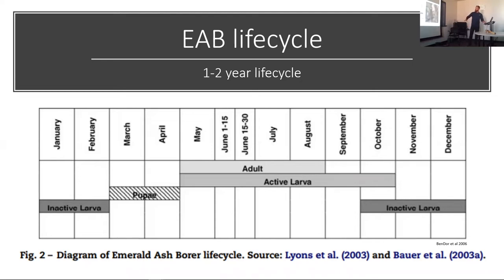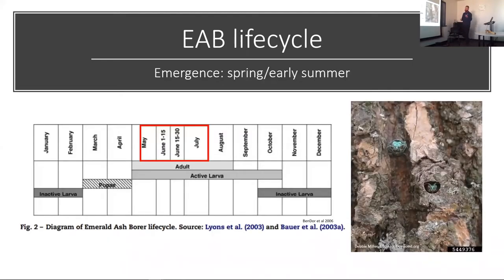But this is what you're looking at. Intuitively, for me, it's easier to think about when emergence occurs. Emergence in Kansas is going to occur mid-May to late May, definitely after the trees have fully leafed out. That first emergence is typically about 500 degree days, with your minimum being 50 degrees Fahrenheit. And that corresponds with the blooming of something like black locust.